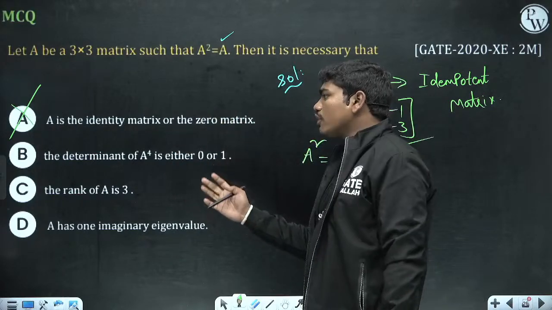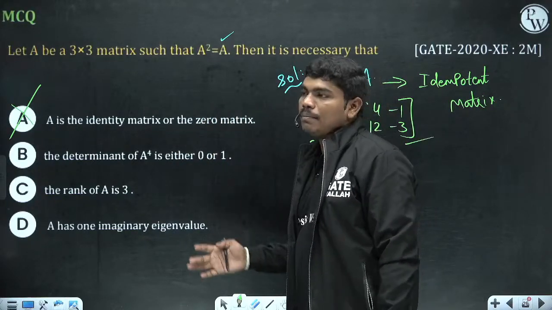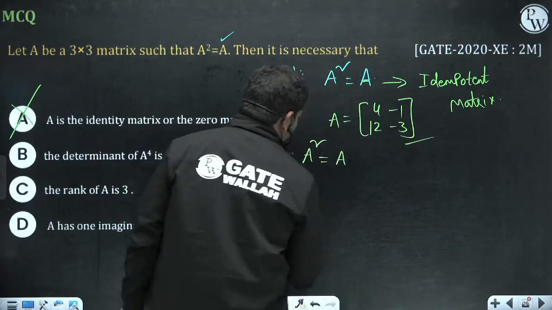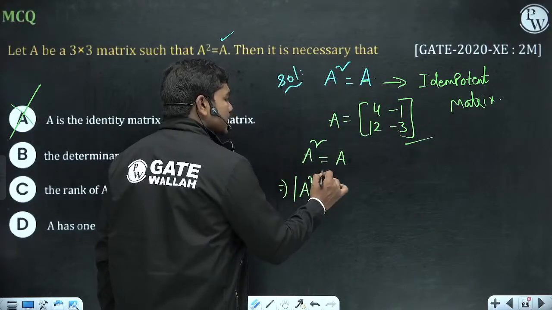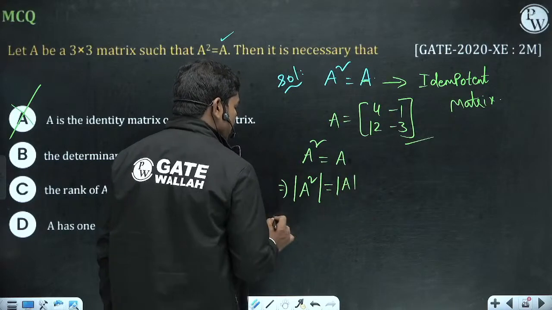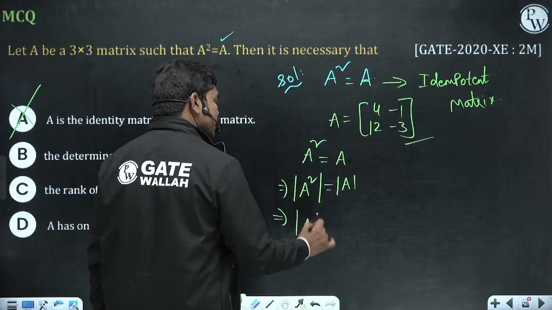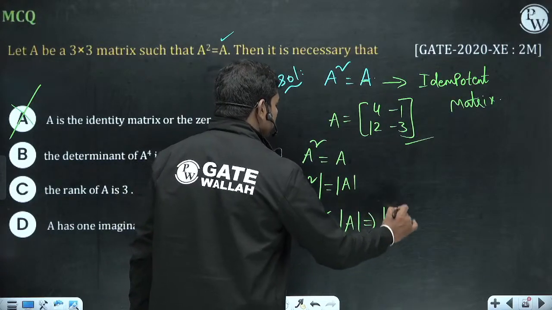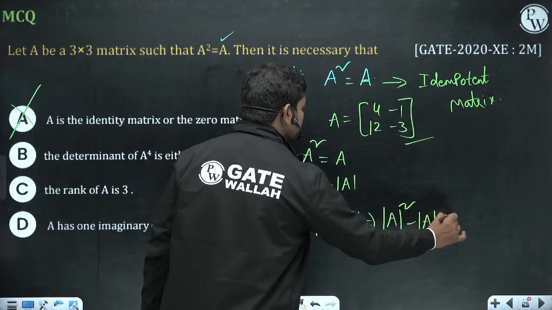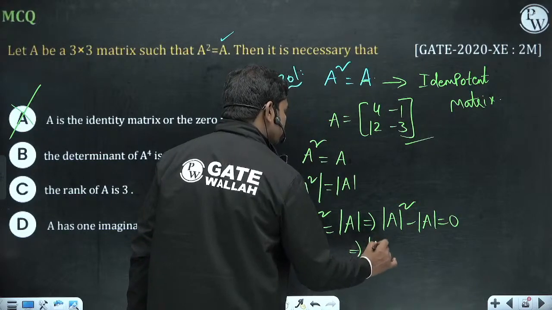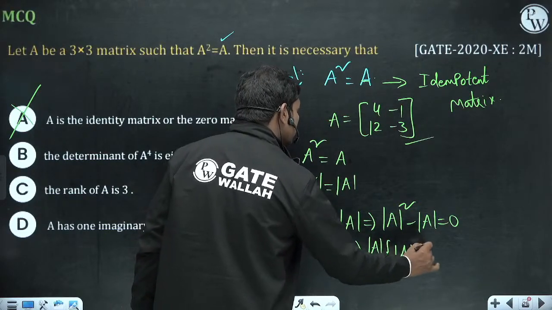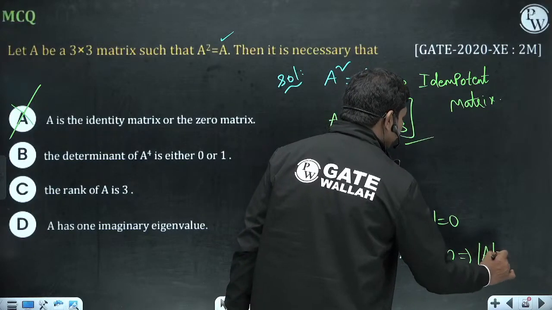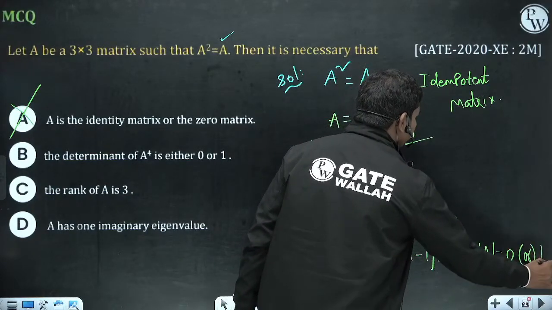Okay, determinant of A power 4 is either 0 or 1. First, to calculate the determinant of A power 4, what is the determinant of A? Look, if you apply determinant on both sides, determinant of A square is equal to det A. Determinant of A square is det A whole square is equal to det A. So det A whole square minus det A is equal to 0. So if you take det A common, det A times det A minus 1 is equal to 0. So this implies det A is equal to either 0 or 1. So that's what you can write.